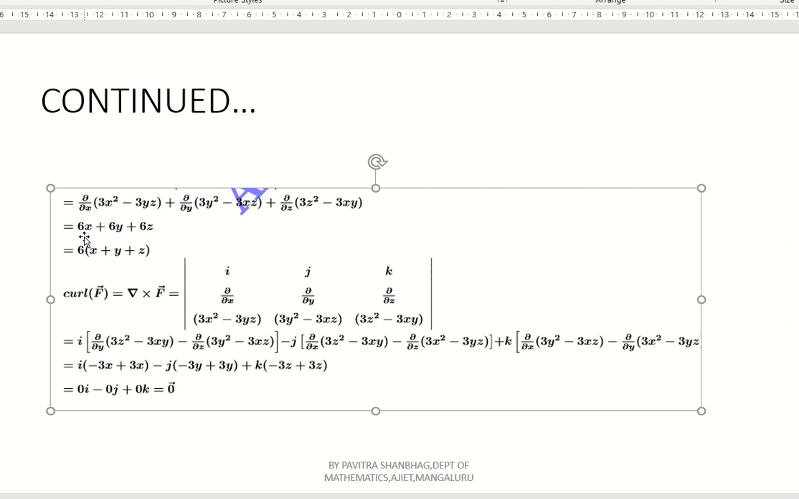So div f equal to 6x plus 6y plus 6z, or common 6 can be taken out, x plus y plus z. So this is optional. You can either write or you can skip this last step. It is left to you.